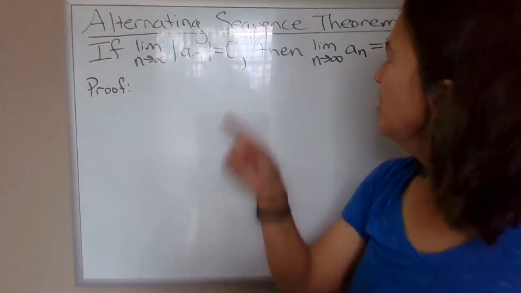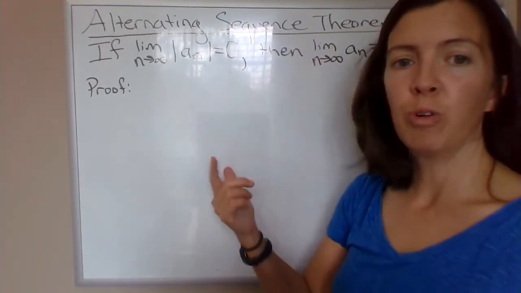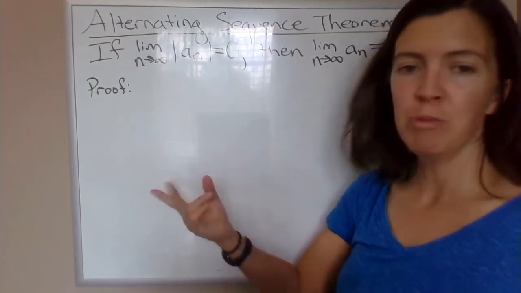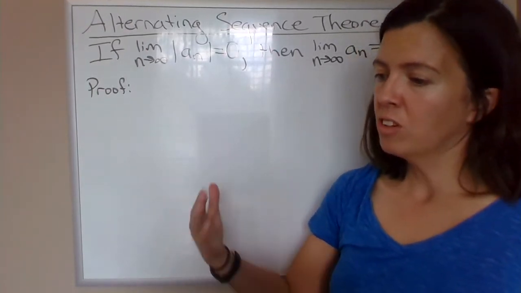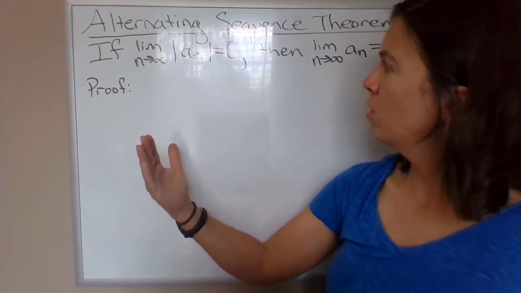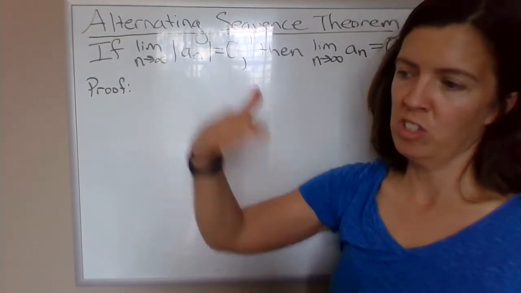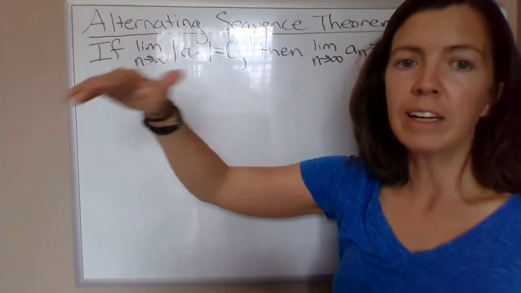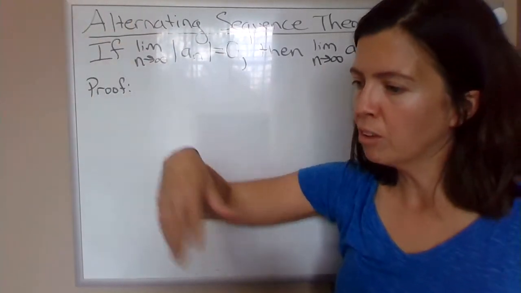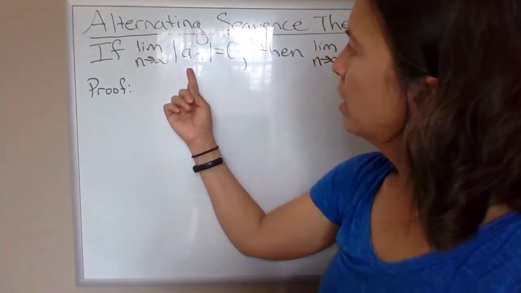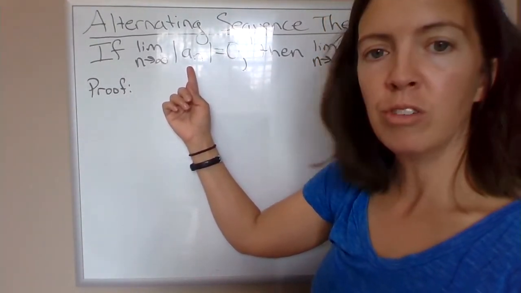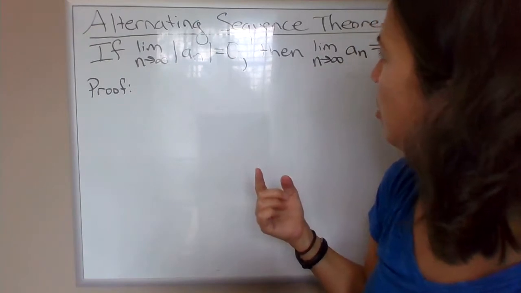So the alternating sequence theorem can be a really useful theorem when the terms in your sequence are alternating signs, or even just, so alternating signs implies that each consecutive term has a different sign. Maybe just some terms are negative, some terms are positive, and sometimes it's more convenient to look at a sequence of just all positive terms, so to take the absolute value.